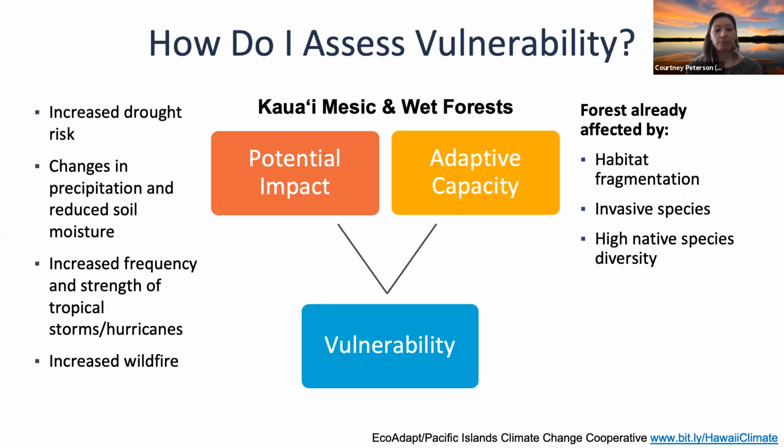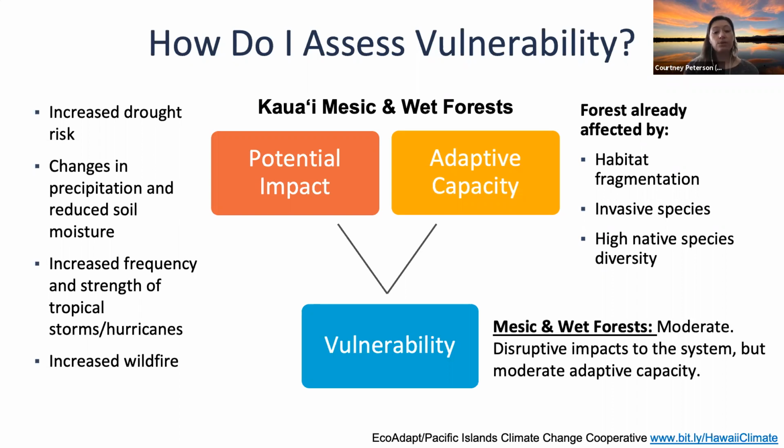And so they've thought about potential impacts to those mesic and wet forests. And those include things like increased drought risk, changes in precipitation and reduced soil moisture, increased frequency and strength of tropical storms and hurricanes, and then the increased potential of wildfire. And so when they're thinking about adaptive capacity, there's also some considerations such as the amount of habitat fragmentation, the invasive species that are already present and impacting mesic and wet forests, but there's also a high native species diversity in the area as well.